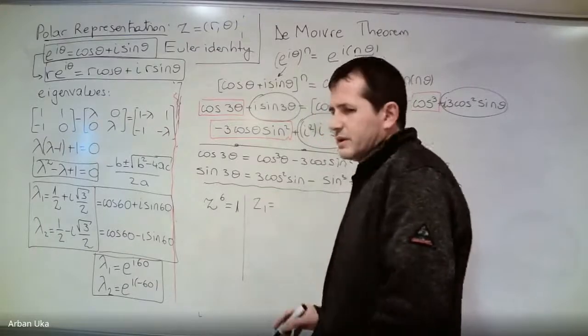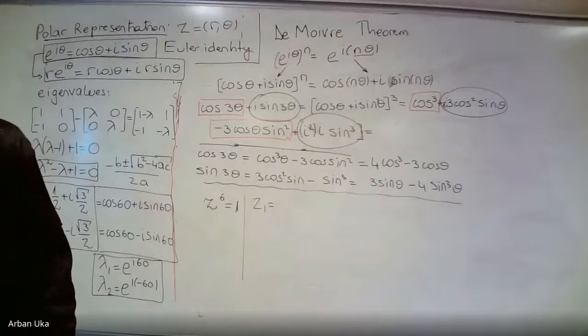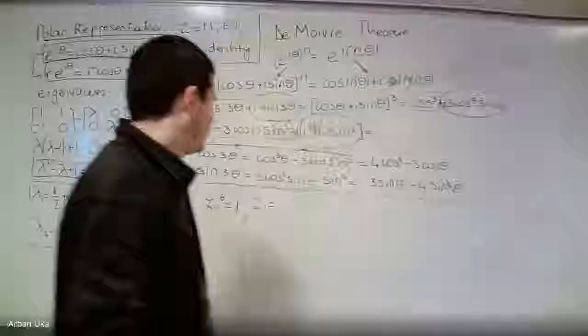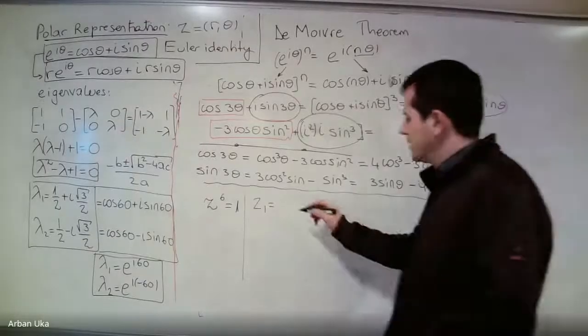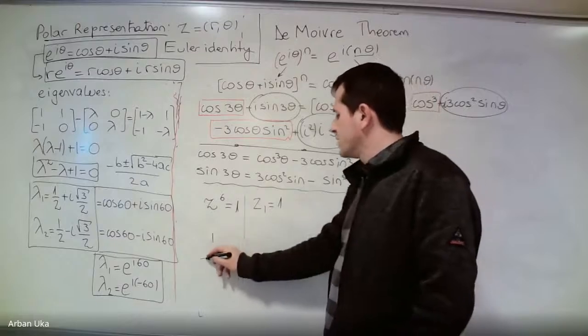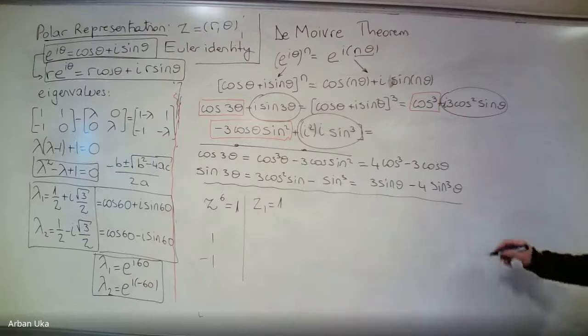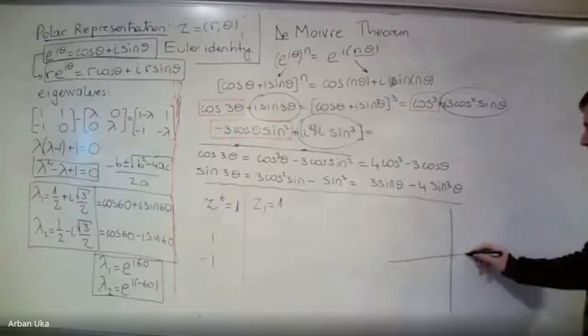So we should get z1. Can you help me here? What could be the acceptable roots for z? From the real numbers, 1 and minus 1. Okay, so we have here 1. We have also the minus 1, so it's 1, minus 1. Where are the 4 more roots? In the imaginary thing.